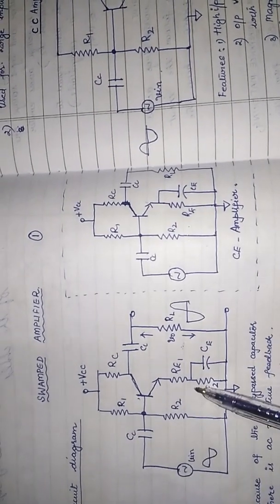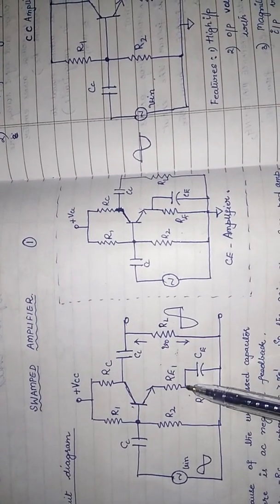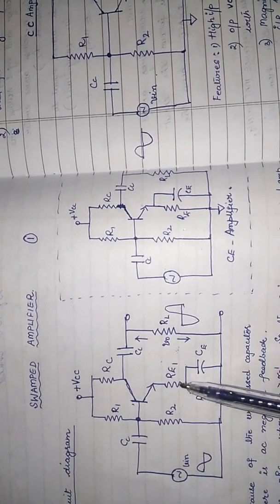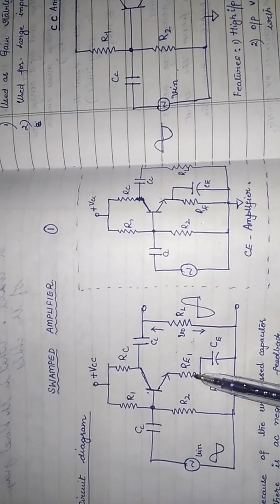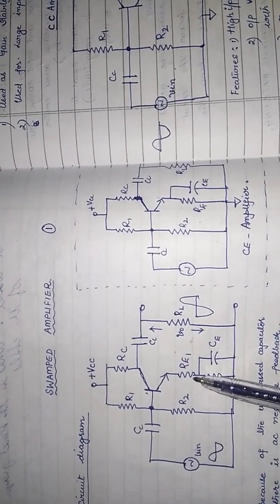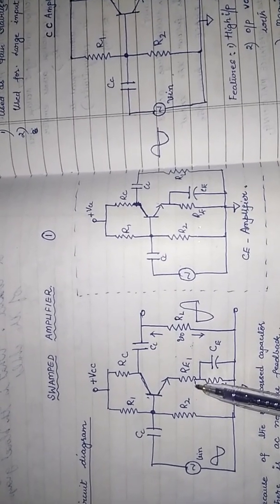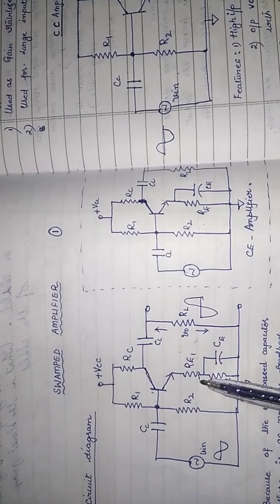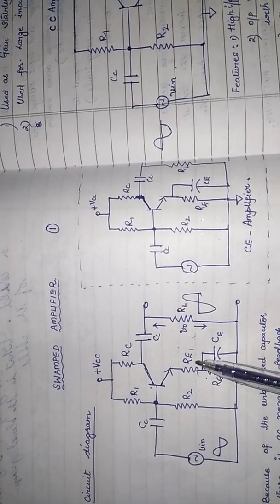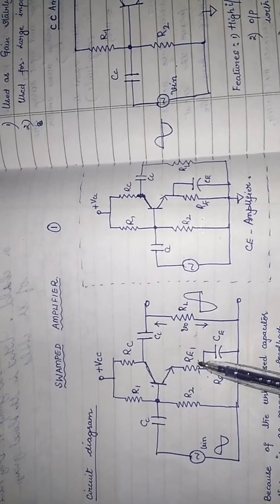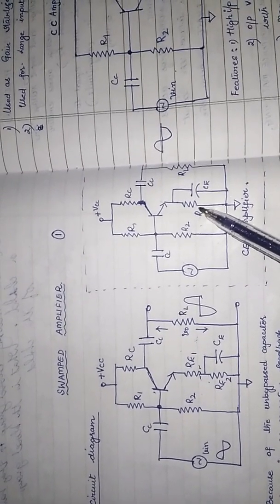But then here you see that there is a deliberately unbypassed RE1, so there is an AC negative feedback. So what is the effect of AC negative feedback? The effect of AC negative feedback is that the gain will be reduced. So the first conclusion we can draw here is that a swamped amplifier, because of the unbypassed resistance, will have a voltage gain less when compared to that of your CE amplifier.